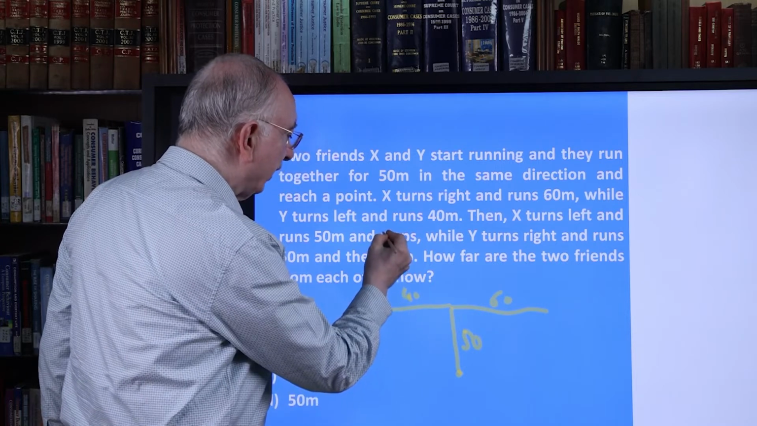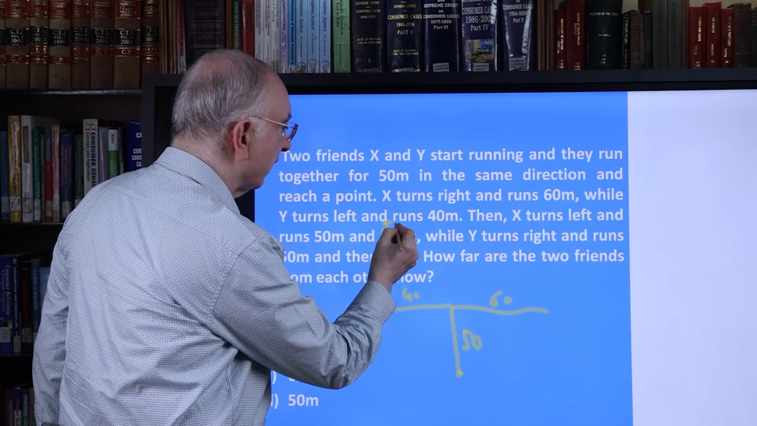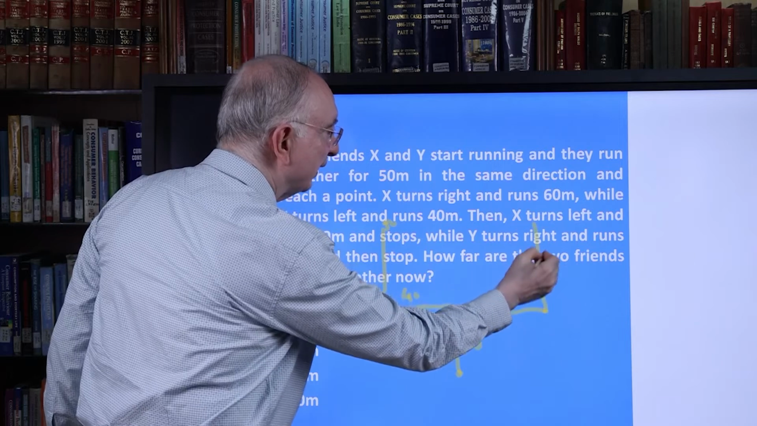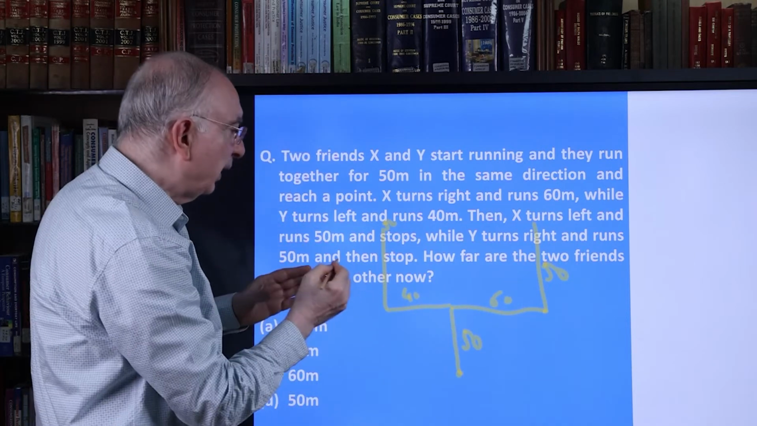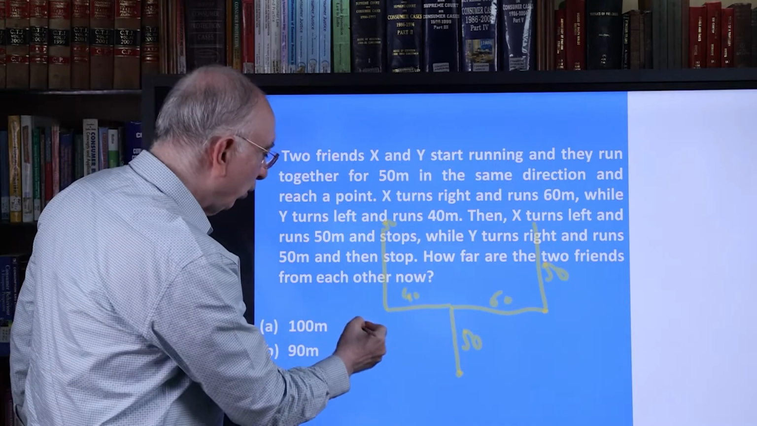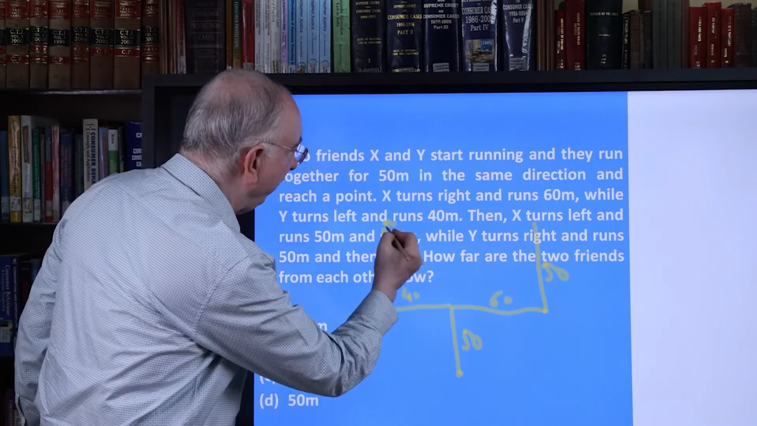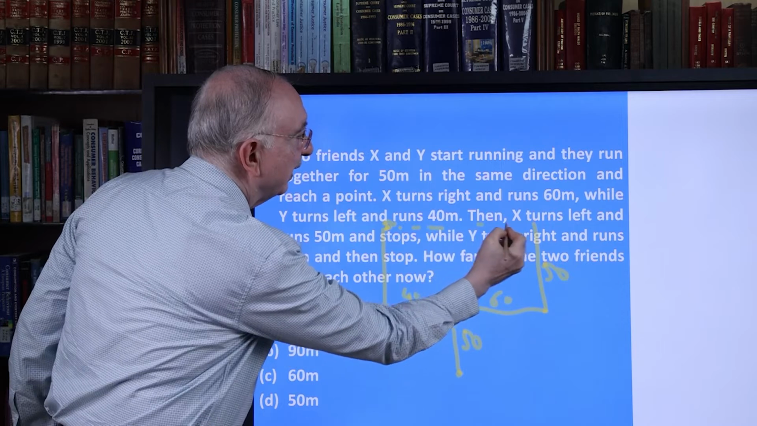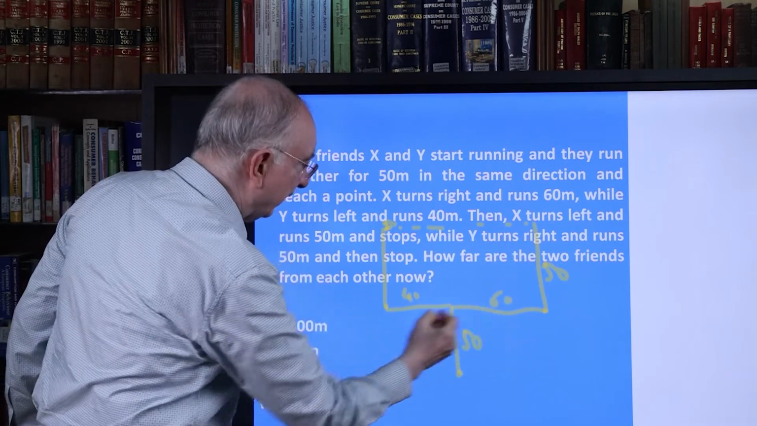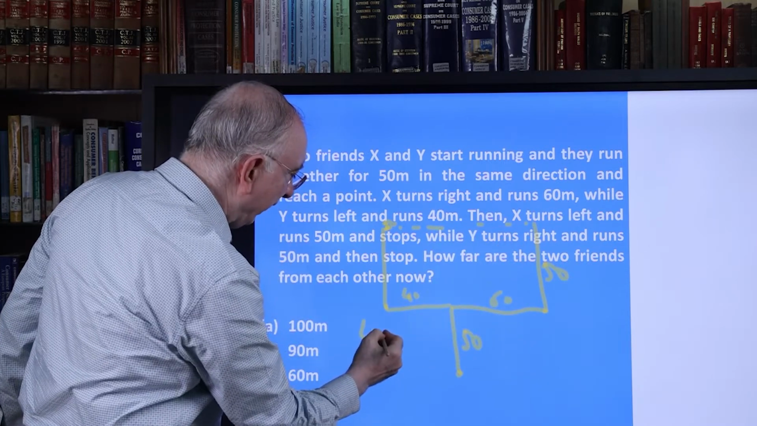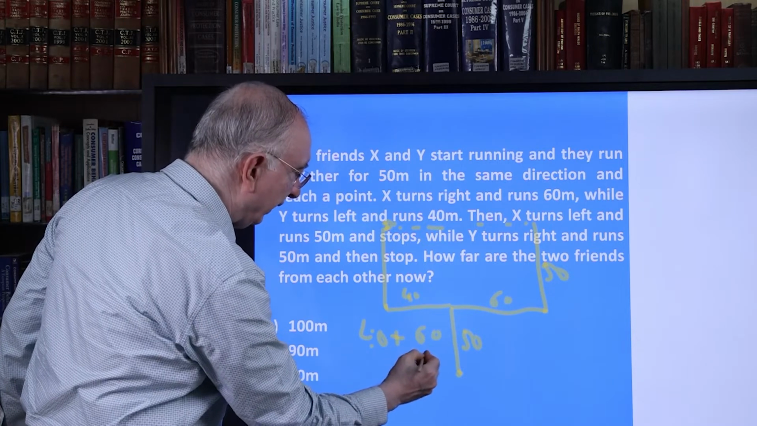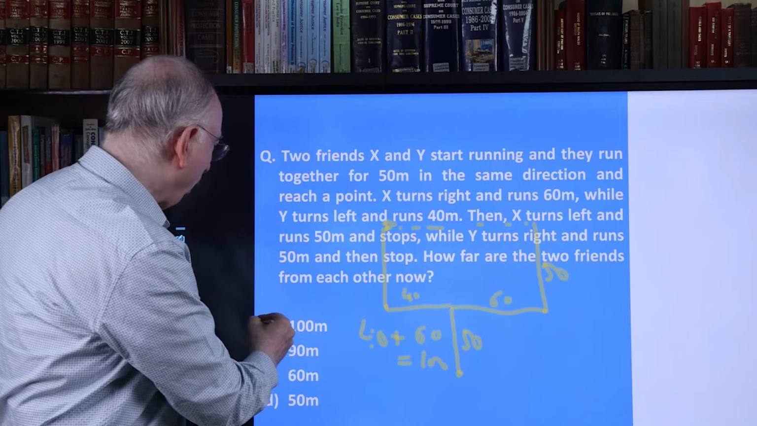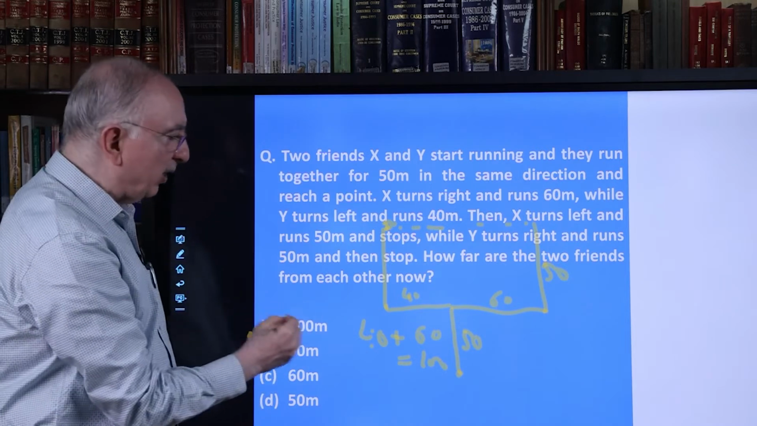Again, X moves another 50 meter, and Y also moves in this direction 50 meter. Now we are required to find out the distance between the two. So the distance between them will be this, which is equal to this. Therefore, if we find this 40 plus 60 is equal to 100, therefore option A is the right answer.